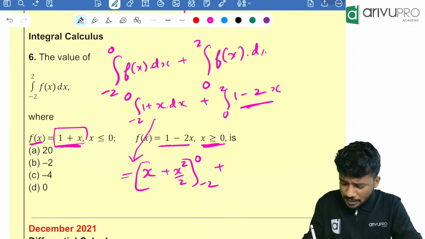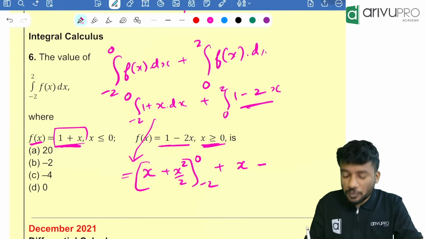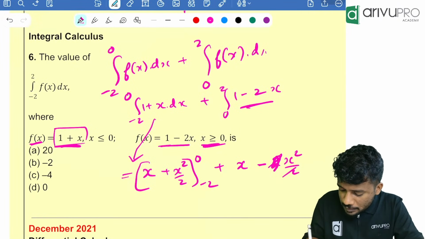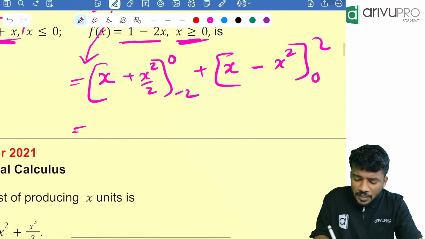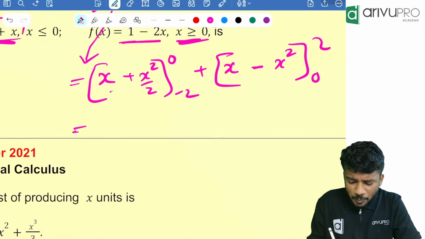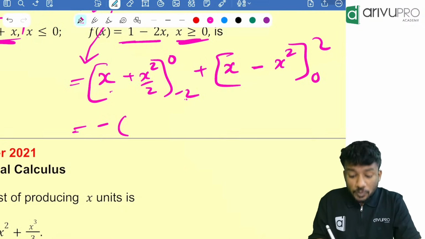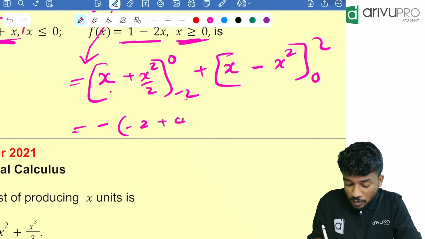Plus integrate this. Integral of 1 is how much? x minus integral of 2x is how much? 2 into x square by 2. That can be written as 2 into x square by 2. The 2 cancels. You can write it as x minus x square, from 0 to 2. Now apply the limit. Upper limit is anyway 0 itself. Both values will become 0. Apply the lower limit. So minus of minus 2 plus 2 square. Minus 2 square is 4, 4 by 2, that is nothing but 2.